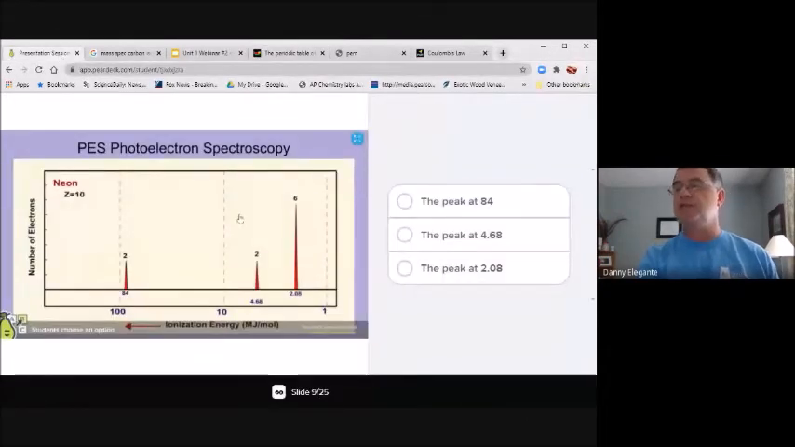So here's my question for you. Which one of those peaks corresponds to the 1s electrons? You should have an answer choice in Pear Deck where you can say, I think this peak, the one at 84, the one at 4.68, or the one at 2.08, which one is the peak for the 1s electrons?